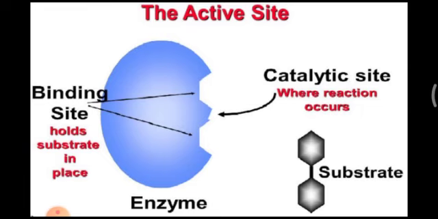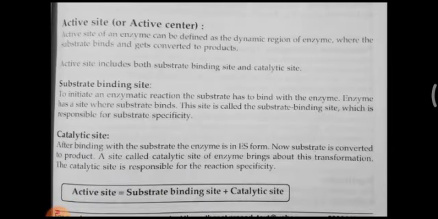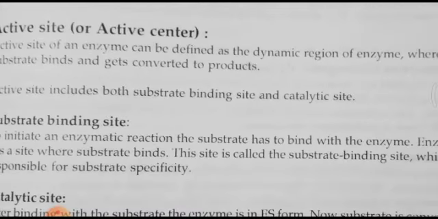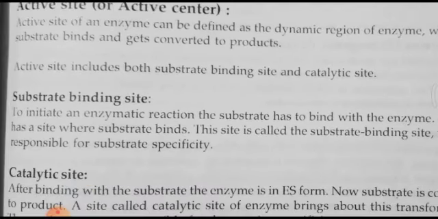So the active site contains two sites. One is called the binding site and another one is called the catalytic site. The binding site holds the substrate in place. It just attaches to the substrate, whereas the catalytic site will perform the reaction. So the active site means the area where the substrate will bind and undergo reaction. It includes both the substrate binding site and the catalytic site.